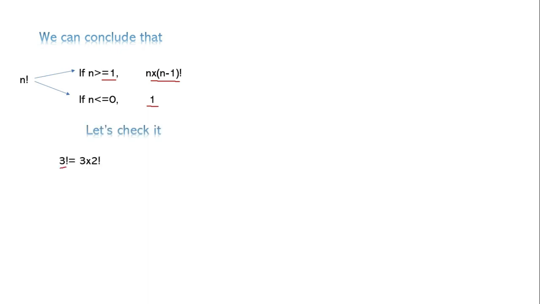If n, which is 3, is greater than or equal to 1, then we will use this equation, which is 3 times 2 factorial. And for 2 factorial, we still use this one. It means we use the equation n times n minus 1 factorial. The same for 1 factorial. When n equals 0, so 0 factorial here, then it will run this.